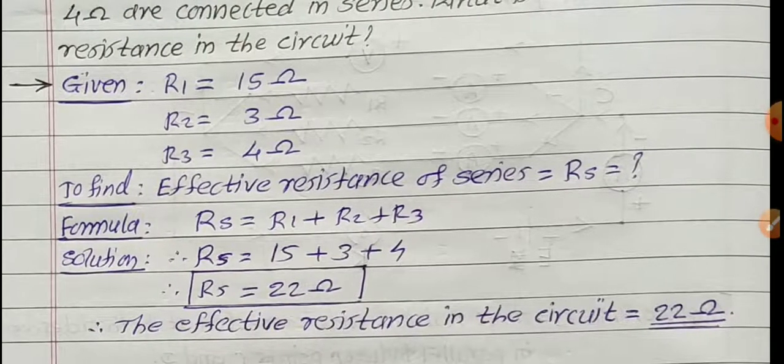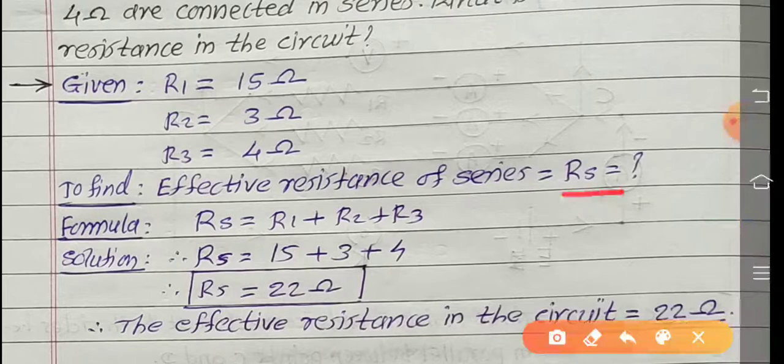So write down the given R1, R2, R3 values. Then what do we find out? Effective means the total resistance of the series, which is indicated as RS. Now the formula: what is the effective resistance of a series combination? That formula we learned: RS is equal to R1 plus R2 plus R3.